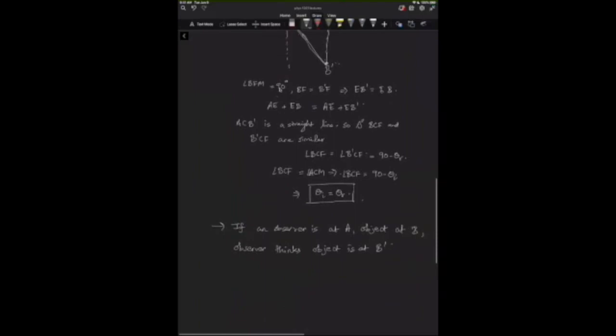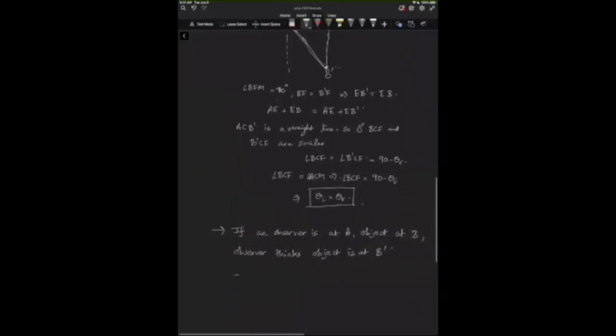So we've also shown that the image point B prime is the image of B in the mirror and is equidistant from the mirror.